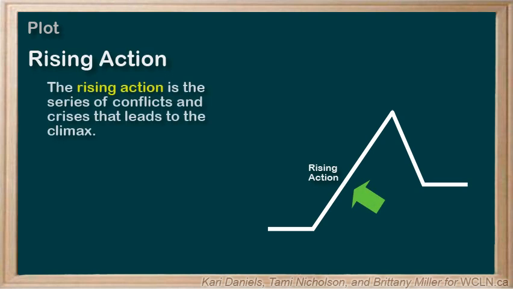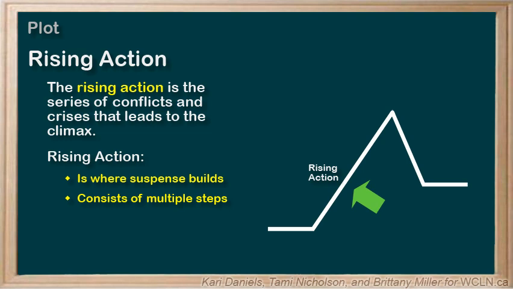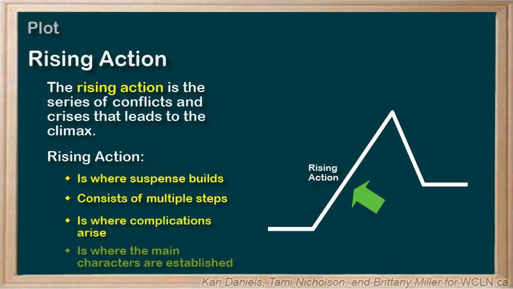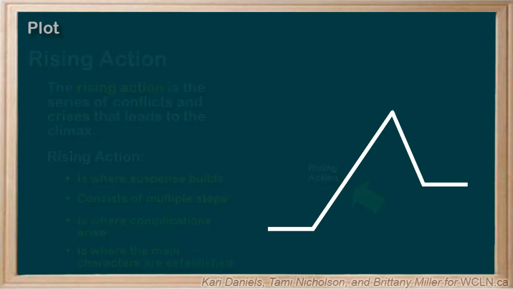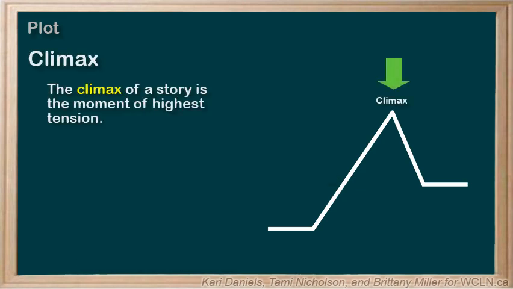The exposition should introduce characters, describe the setting, and establish the conflict. Rising action is the series of conflicts and crises in the story that lead to the climax. What happens to make the problem worse or more serious and complicated? Rising action is where suspense builds, consists of multiple steps, is where complications arise, is where the main characters are established.